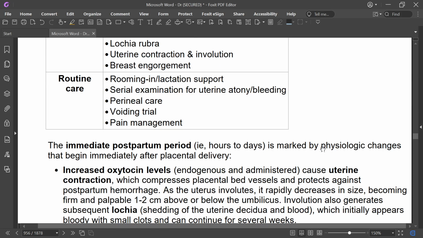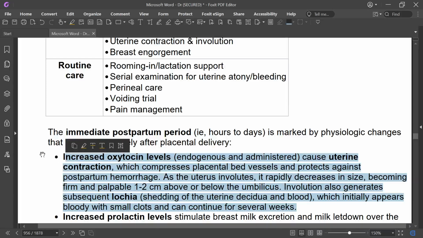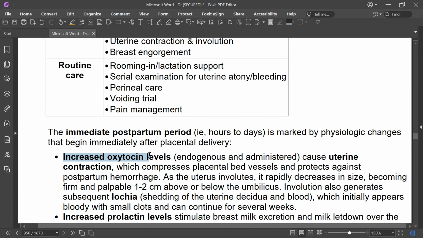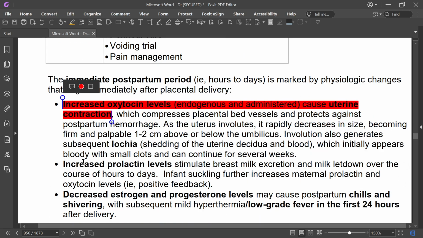The immediate postpartum period, hours to days, is marked by physiological changes that begin immediately after the placenta is delivered. Increased oxytocin level causes uterine contraction, which compresses the placental blood vessels and protects against PPH.